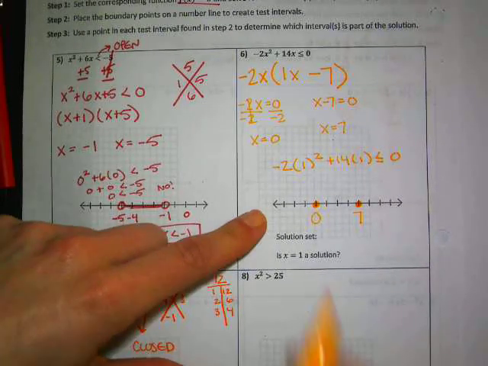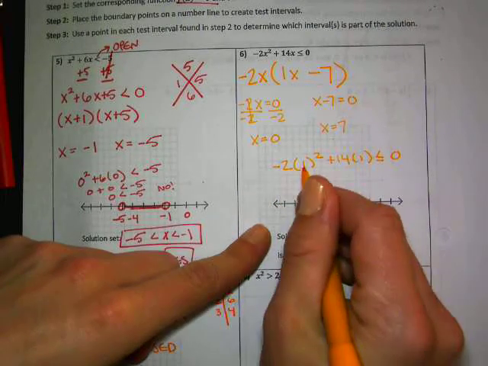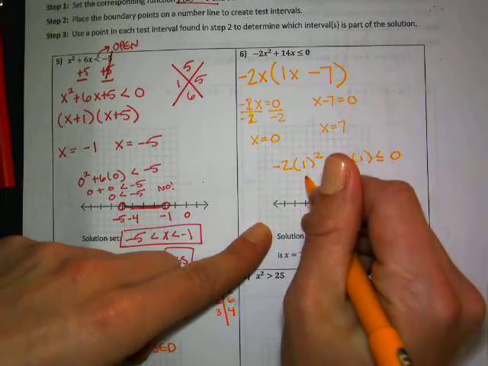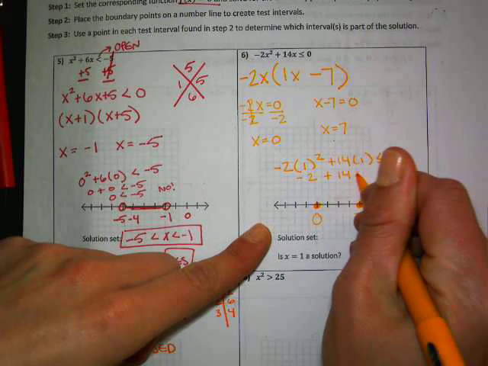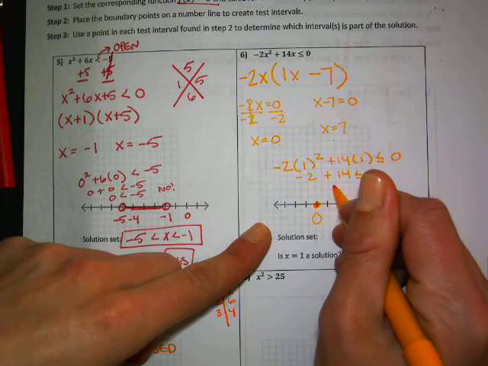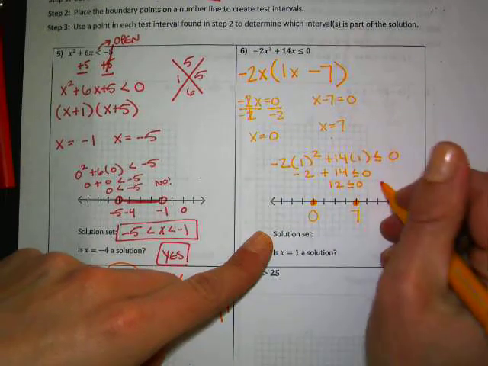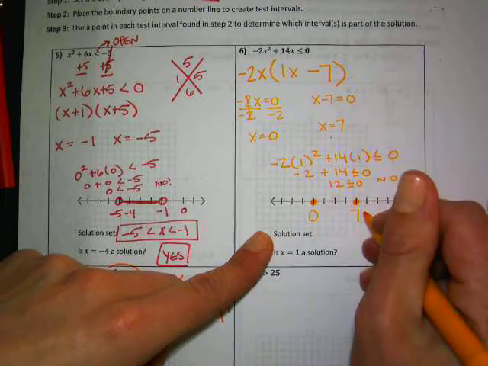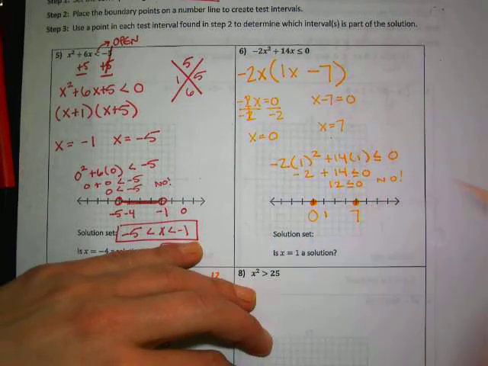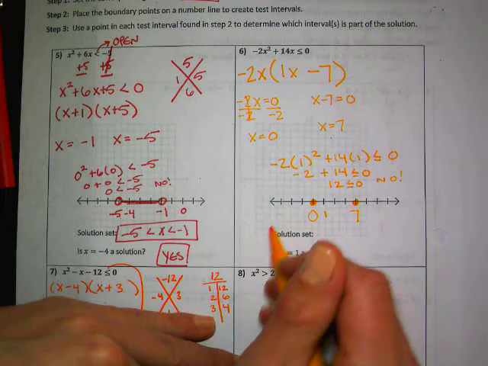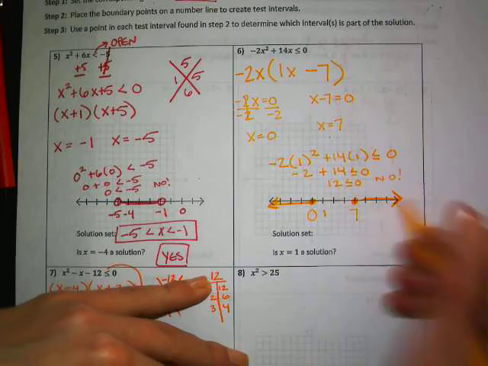Alright, so I plugged in my 1 back into my original. So what's 1 squared? 1 times negative 2? Okay, what's 14 times 1? 14. Alright, what's negative 2 plus 14? 12. Is 12 less than or equal to 0? No. So, oh, and I forgot 1 is right here, right? Alright, so no, 1 doesn't work, so where are you shading? Outside, away from the 1. Alright, so we're shading outside.